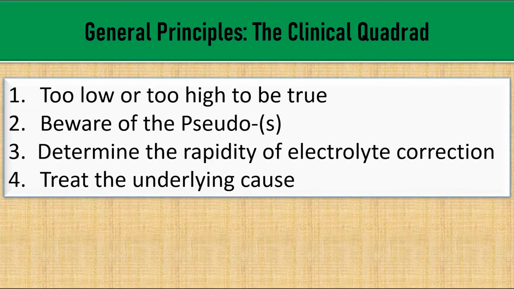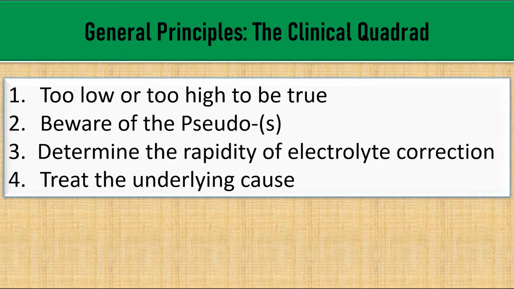The first and also the most important principle is that when you encounter a result that's too high or too low to be true, please always be skeptical about it, especially when it doesn't fit into the patient's clinical status or it was an isolated result derangement that doesn't follow the trend. This is important because sometimes it could be artifactual errors, or worse, it could be wrongly labeled samples.